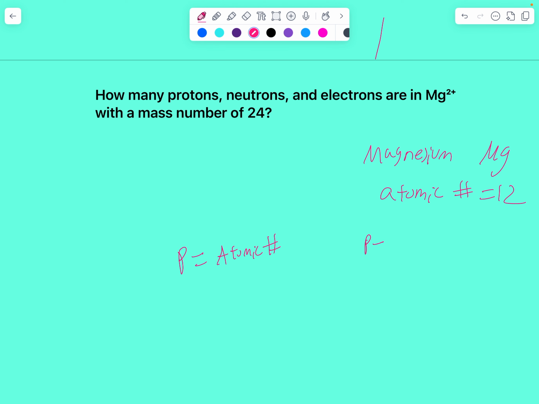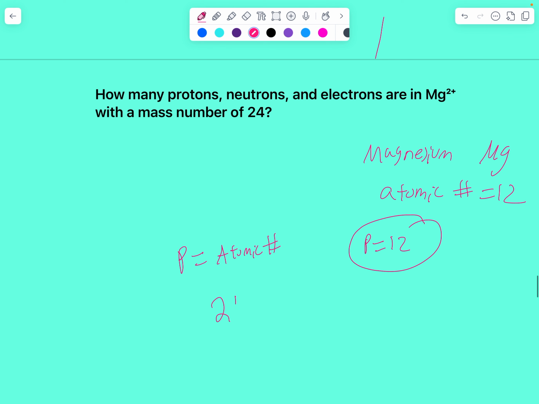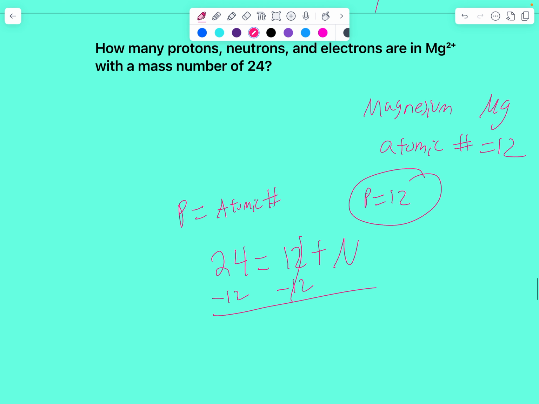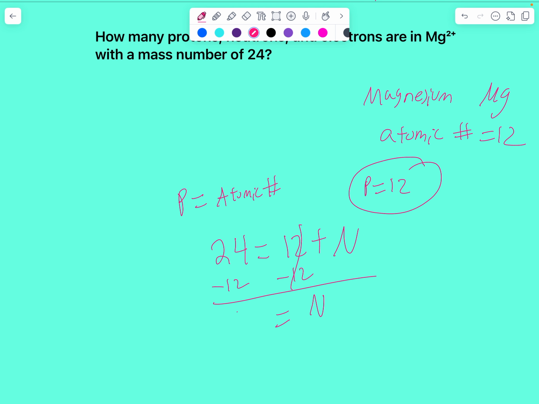So P equals 12. Now, I suggest you go over it like P and E. That's the order I would suggest, because they lead and rely on one another. So P equals 12. And then I'm given a mass number of 24, and I was also told that my protons is 12. I know P plus N equals mass number. I'm going to minus 12 on both sides. So I got N all by itself equals 12, because 24 minus 12 is 12. So N equals 12.